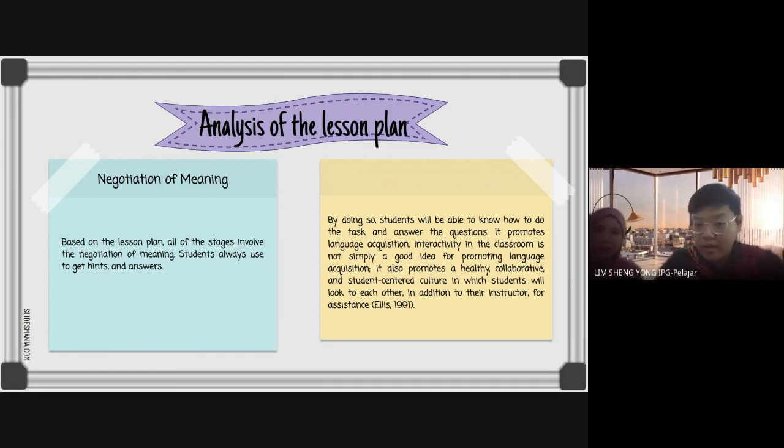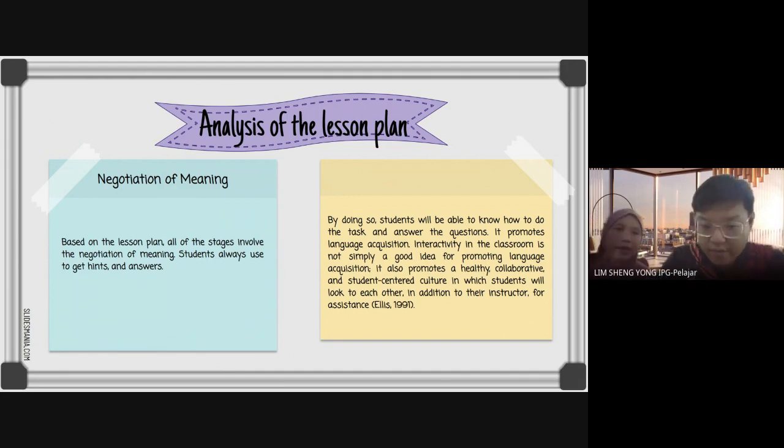And in turn, they will look to each other, rather than the instructor, or in this case the teacher, for assistance. They will look to each other for help and assistance, thus making the classroom more interactive. You can talk here, you can talk there.